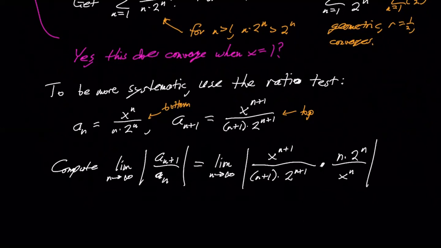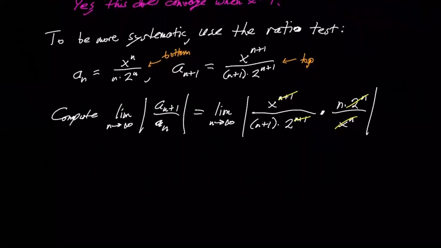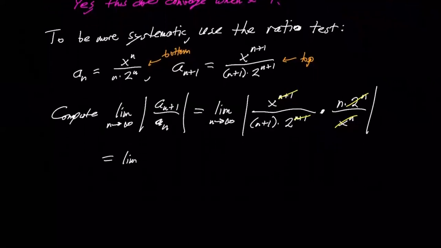And so that's like that, right? And all of a sudden, you already sort of see there's some nice cancellation, maybe. You know, x to the n plus 1 over x to the n is really just x, because there's one more x on the top than the bottom. There's one more 2 on the bottom than the top. And so that simplifies to the limit as n goes to infinity, absolute value. We have an x on top, we have an n on top. We have an n plus 1 times 2 on the bottom.